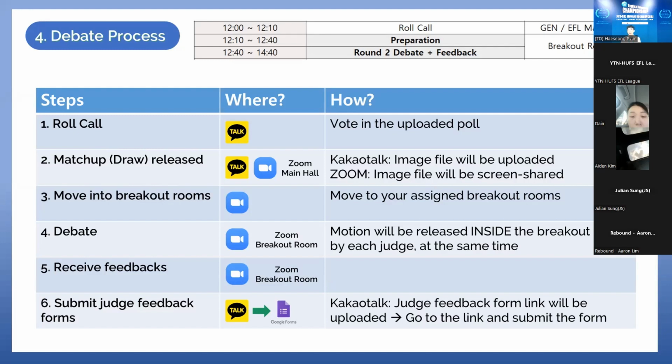Once all teams move into the breakout rooms, we will start the debate where motions will be released inside the breakout room by the judge and will be released at the same time. So all teams will be getting the motion at the same time. After the teams debate, the judges will be giving feedback to the teams within the breakout room of each room. And then after the students receive feedback, they would submit the judge feedback forms. So that is how the debate process is going to flow.